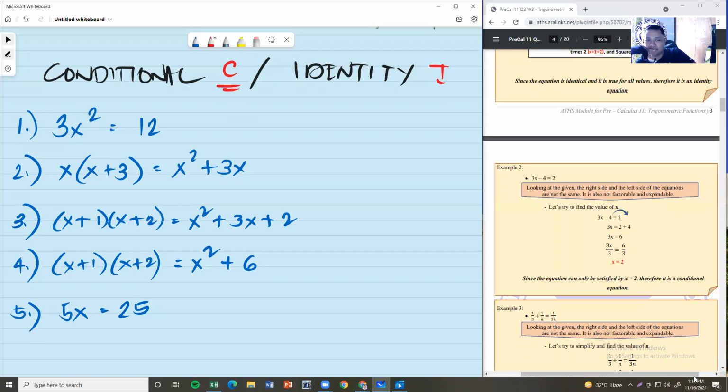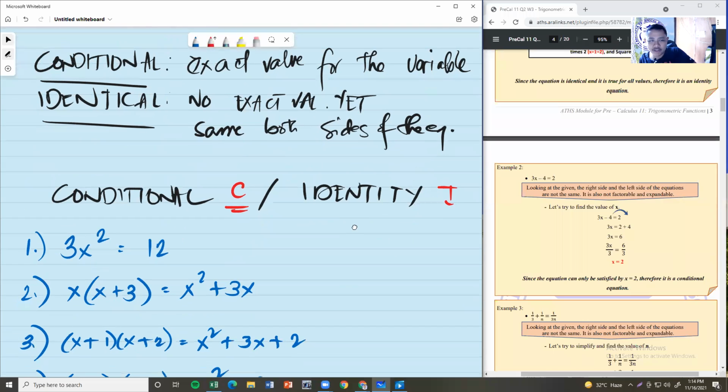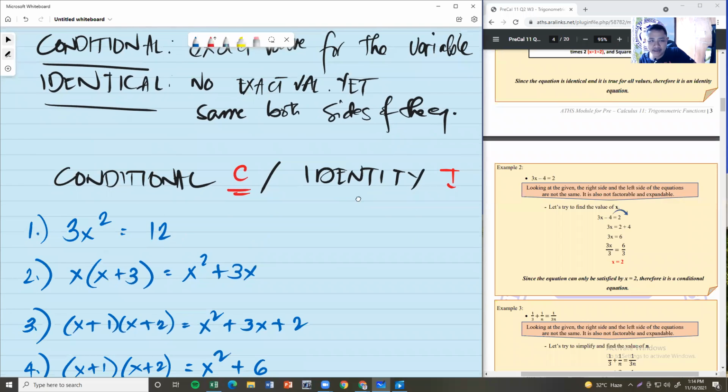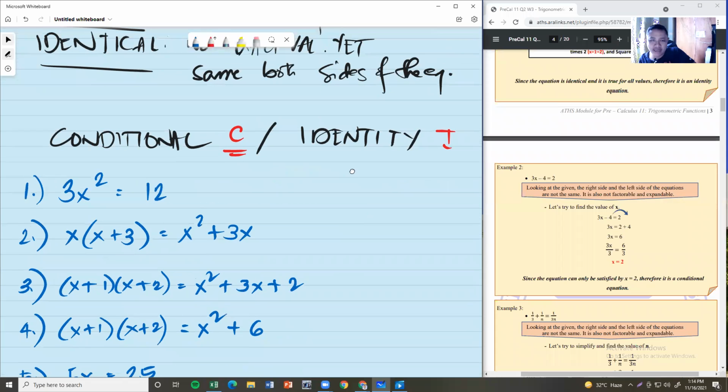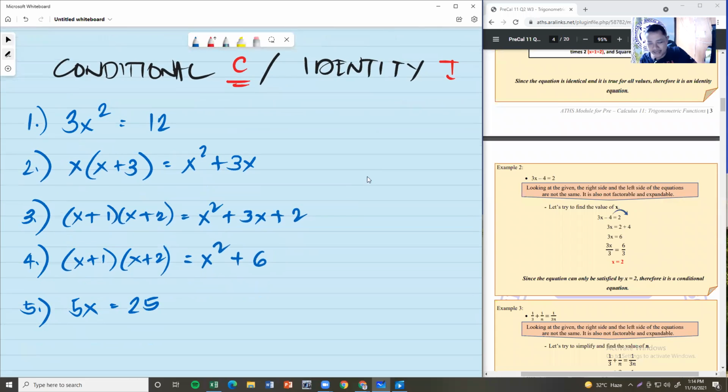Okay. Take note of the correction, ha? We clarified the difference between the two. If there's an exact value, that's conditional. Identical if by simplifying both sides of the equation, they will be the same. Okay, let's now see. Thank you for your answers. Game, let's have this.